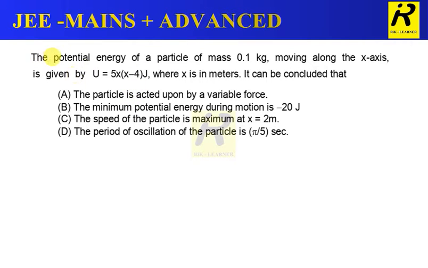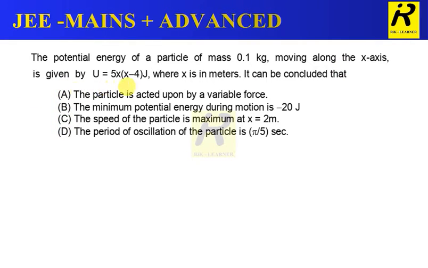The question says the potential energy of a particle of mass 0.1 kg moving along the x-axis is given by U equals 5x multiplied by (x minus 4) joules, where x is in meters. It can be concluded that, and we are having four options.